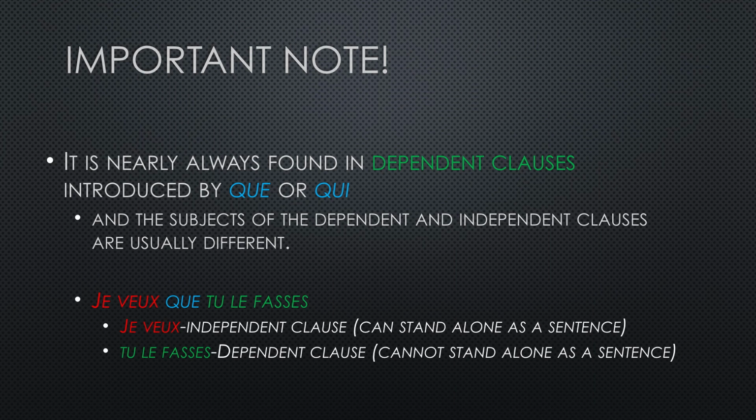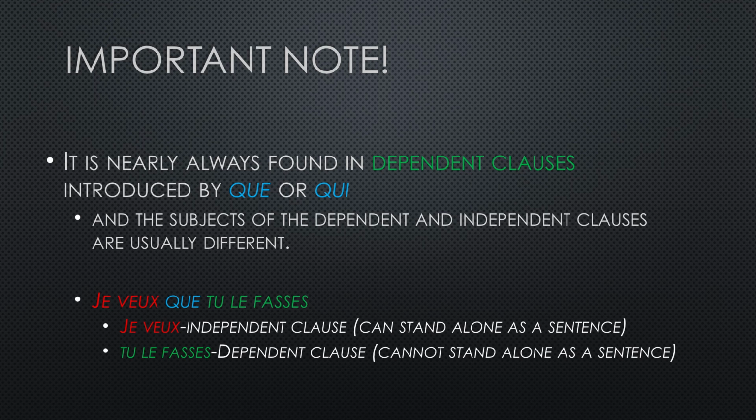And this slide here is one of the things that will make it more obvious, depending on what person you're using: the subjunctive form is nearly always found in a dependent clause, which is introduced by que or qui, and the subjects of the dependent and independent clauses are usually different.